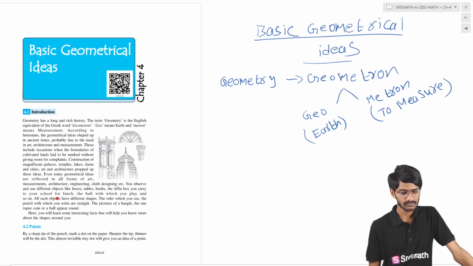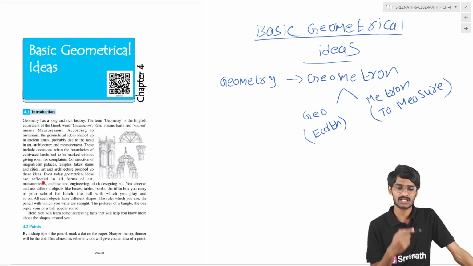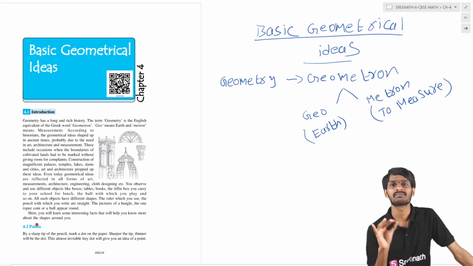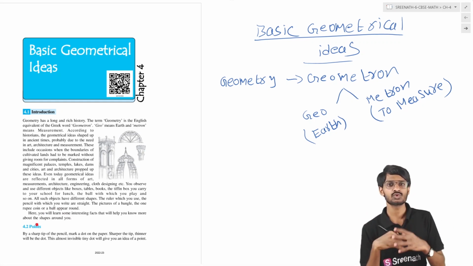You observe and use different objects like boxes, tables, books, tiffin box, lunch box, and a ball that you play with. All such objects have different shapes. The ruler, which is the scale, is straight, and the pencil or pen is also straight. The pictures of bangles are in circular shape, and a rupee coin is in circular shape. So seeing different objects, we have different shapes for different objects, students.